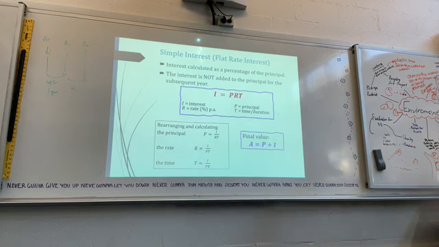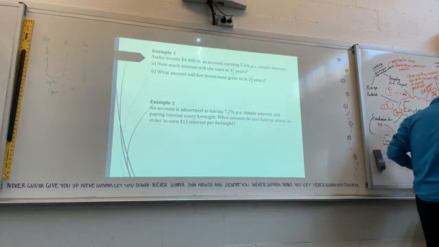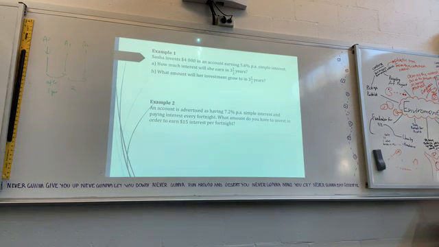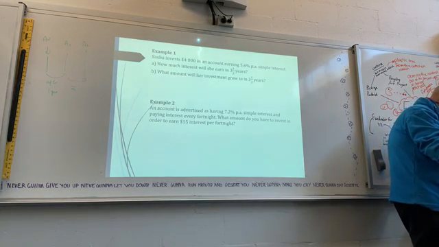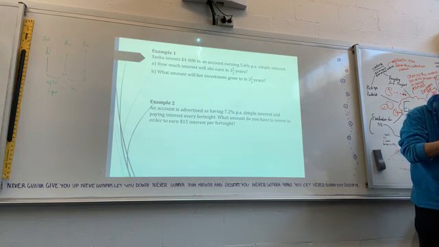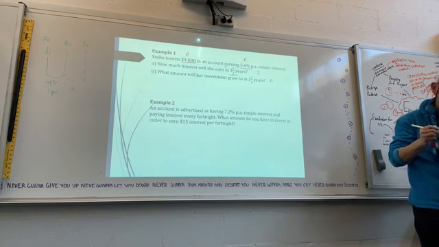Recall that. Now, let's try with example 1. Sasha invests $4,000 in an account, earning 5.6% per annum simple interest. How much interest will she earn in 3.5 years? What amount will the investment grow to in 3.5 years? So the first one, we use I equals PRT, right? Or actually, let me show you how I would answer a question like this. Important. This is the principal, and this is the rate, right? T is 3.5 years, and we need to know I. And this is what we need to know, A.